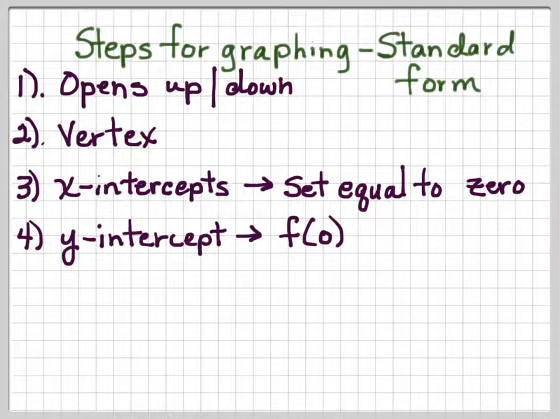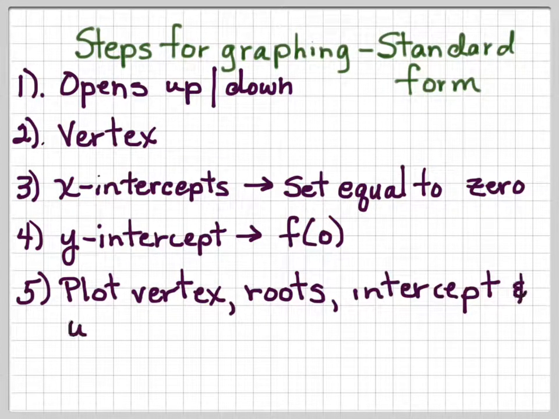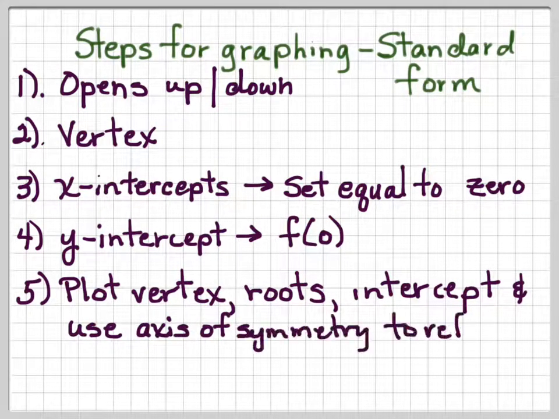Okay, then we want to find the y-intercept. Well, the y-intercept is where x equals 0. So you're going to plug 0 in for x and find out what your answer is for your f of x. Then you want to plot the vertex, the roots, the intercepts, and then use the axis of symmetry to reflect some points. You don't have to have the coordinate of a point to know where that point is.